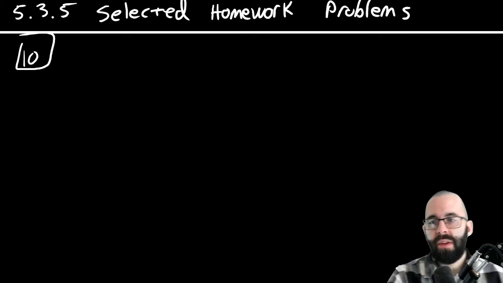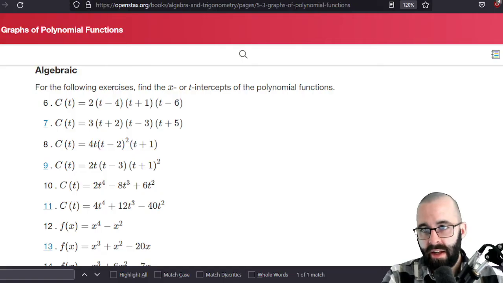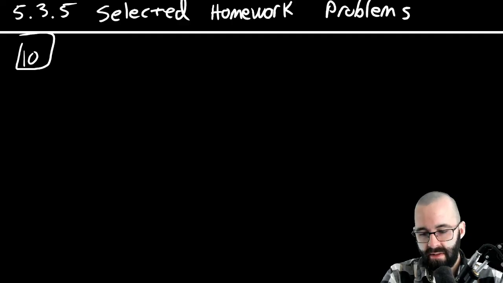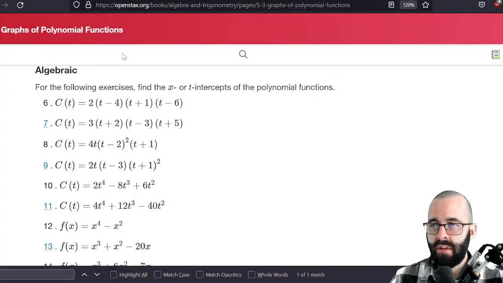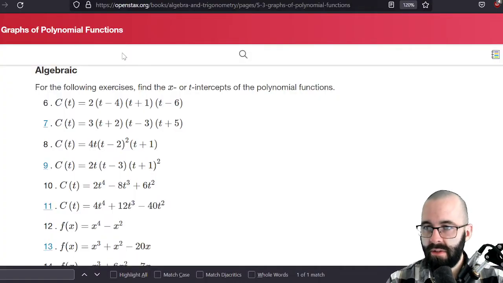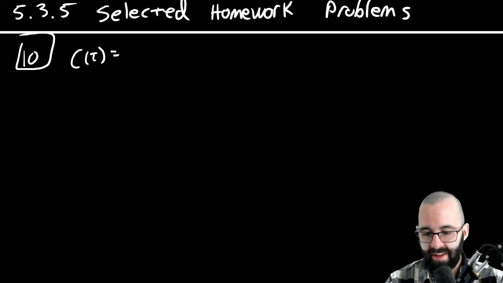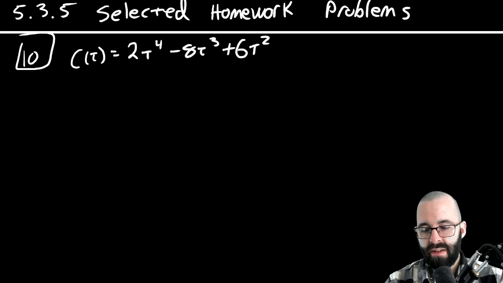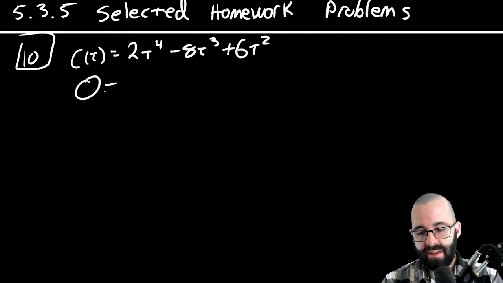All right, we're going to start with number 10. It says find the x or t intercepts of this function, c of t equals 2t to the fourth. Oh wait, we already did this one. No, we didn't. 2t to the fourth minus 8t cubed plus 6t squared. And it wants us to find the t-intercepts. That's when c is equal to 0.